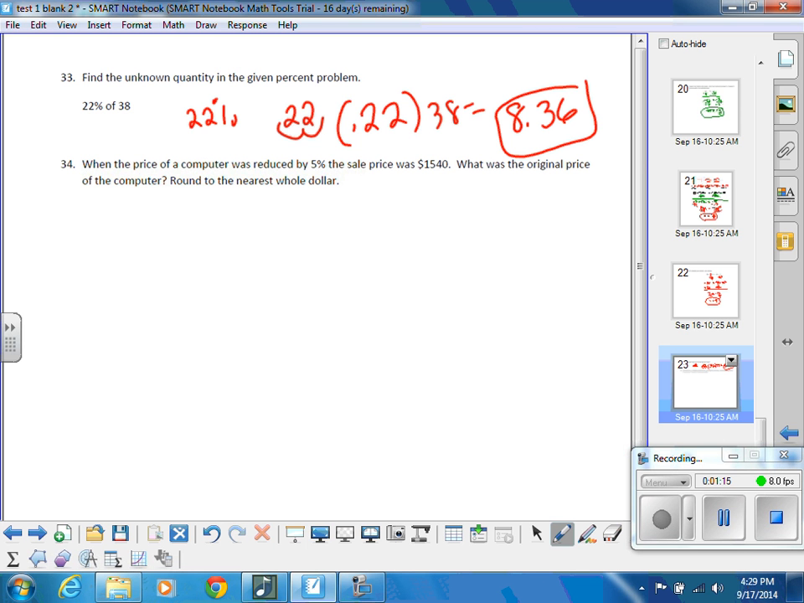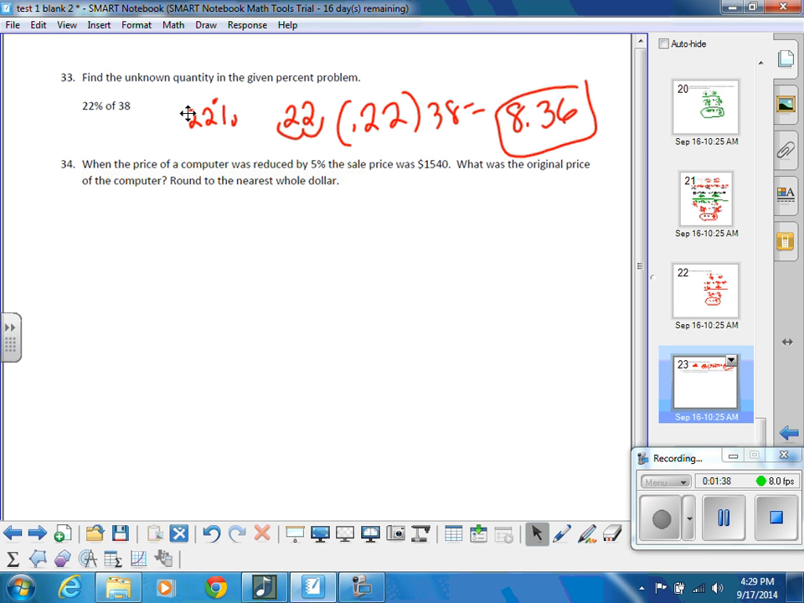And again, if you get something like that, you have to round. If it doesn't say round to the tens or 100, make sure you look at the instructions. Where do they want you to round it to? Now, let's look at this next problem here, okay? This next problem is saying, when the price of a computer was reduced by 5%, the sale price was $1,540. What was the original price? Round to the nearest whole number.